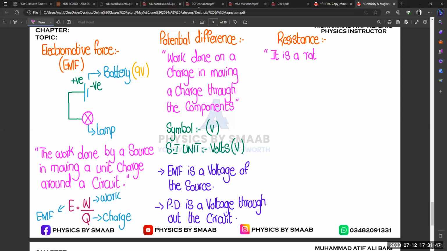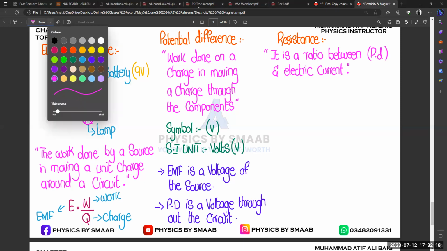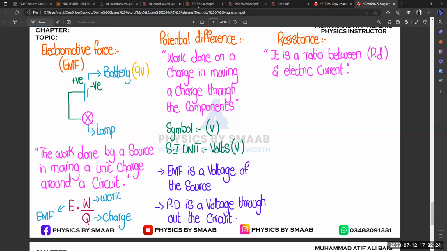potential difference and electric current, right? So this is a specific definition. And the second one is conceptual. I'm writing it with a different color, so that it will not confuse you with the definition.